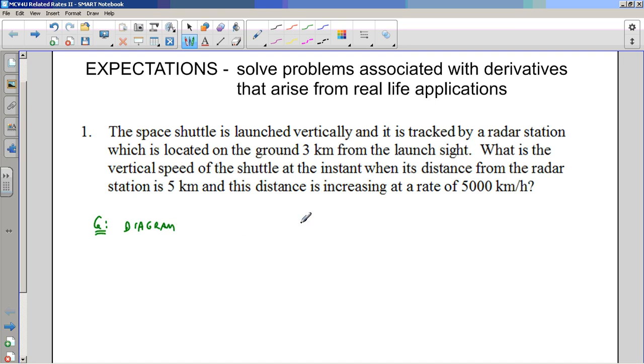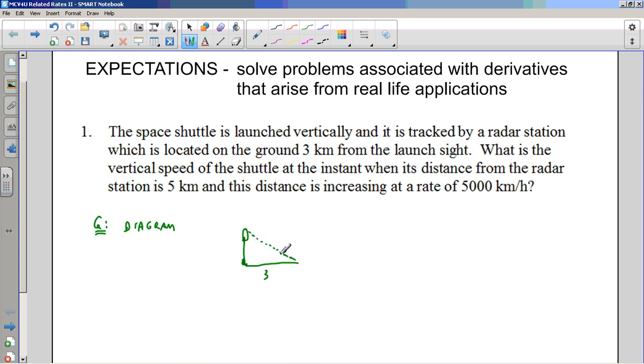The diagram looks like the space shuttle. Here's the space shuttle. It's launched vertically, right? There, and there's the space shuttle after it's been launched vertically for a little bit. And it's being tracked by a radar station, which is located on the ground 3 kilometers from the launch site. So that's 3 kilometers.